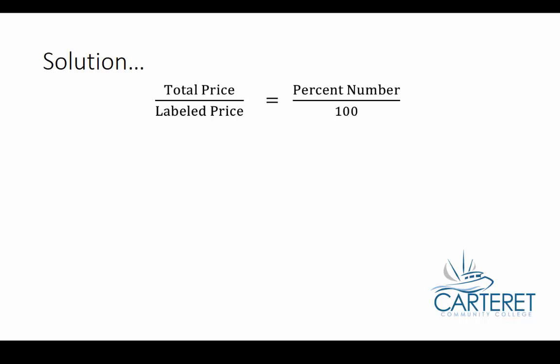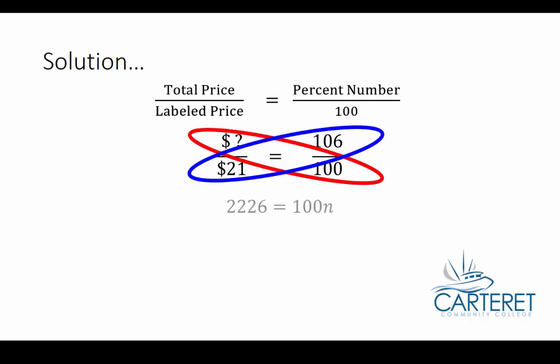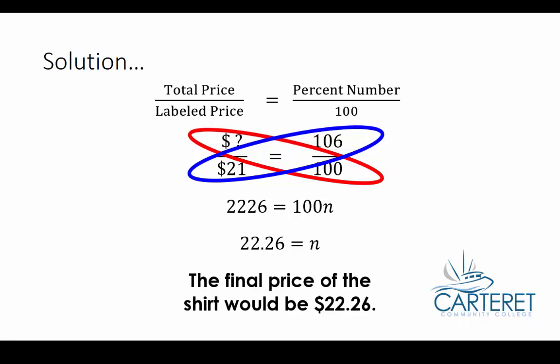We don't know the total price, but we know that since sales tax is added to the overall price of the item, the final cost to Dowdy is going to be 106% of the labeled price. 100% would represent the labeled price. The additional 6% would be the sales tax. Cross multiply in order to set up your simple one-step equation. Divide through by the coefficient, or the number in front of the variable, and remember what we solved for. The final price of the shirt would be $22.26.